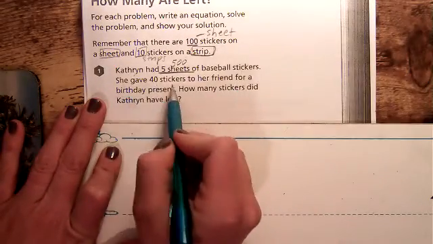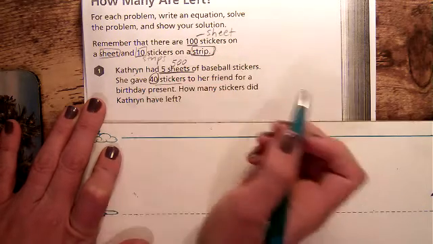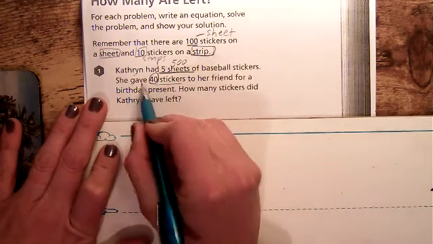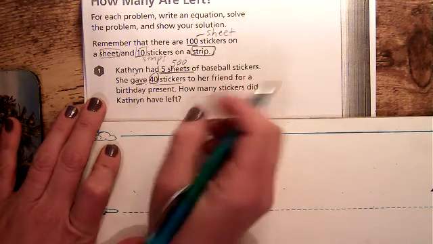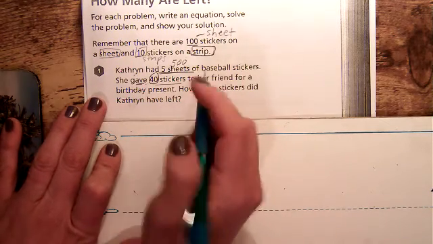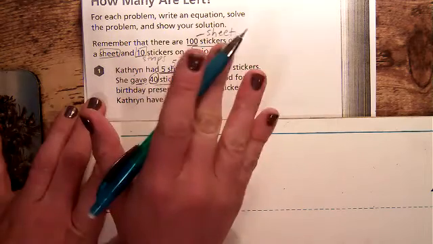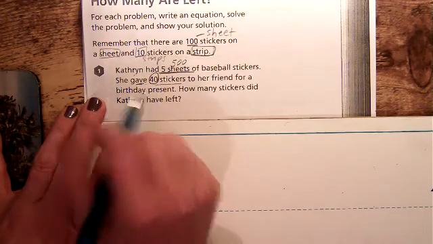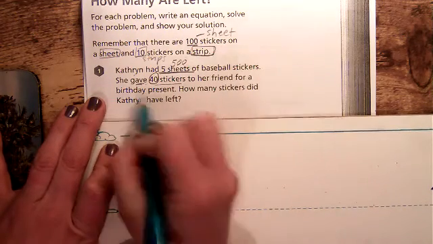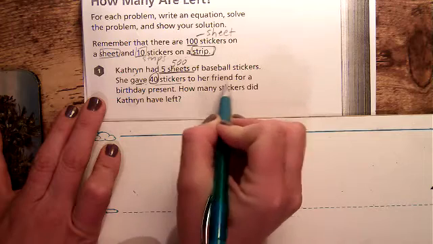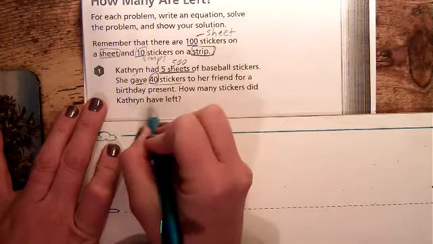She gave 40 stickers to her friend. So it's just 40 stickers. It's nothing else special. She gave. Gave is a key word. Gave tells me that she's a very good friend, first of all, and that she is going to not have these anymore. They're going away. So if you think about that in math, going away, giving away, that means subtract. She gave 40 stickers to her friend for a birthday present. How many stickers did Catherine have left?